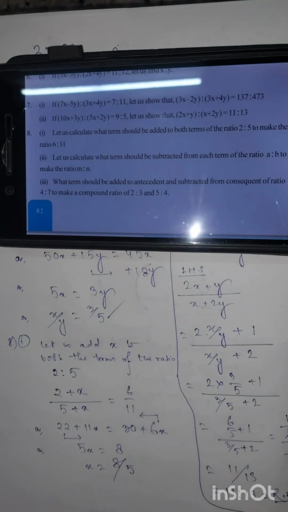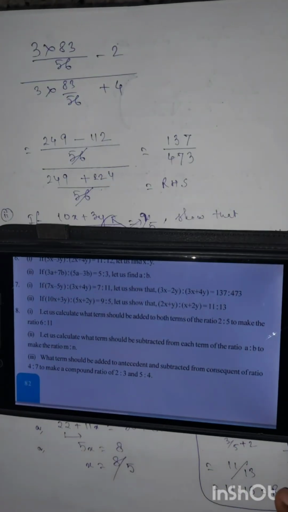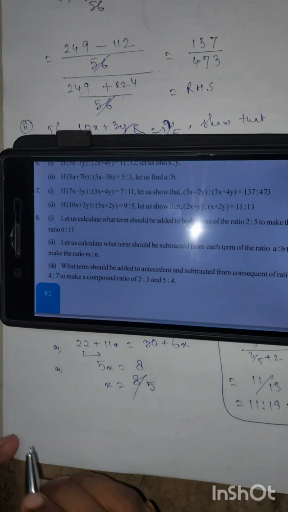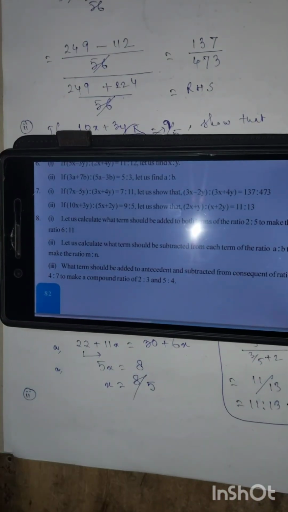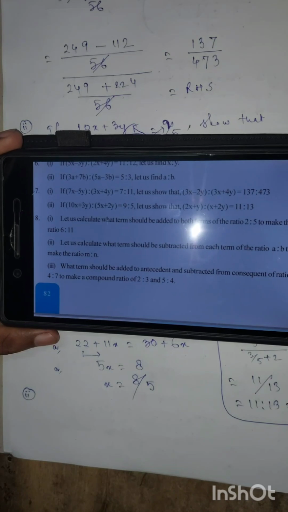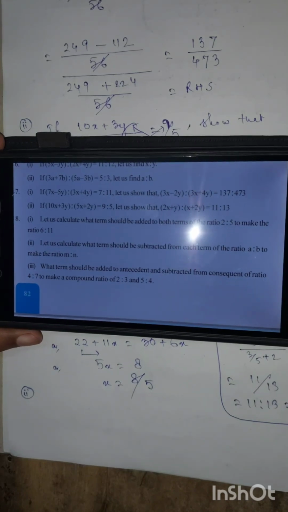Now part 2. Part 2 says, let us calculate what term should be subtracted from each term of the ratio a is to b to make the ratio m is to n.